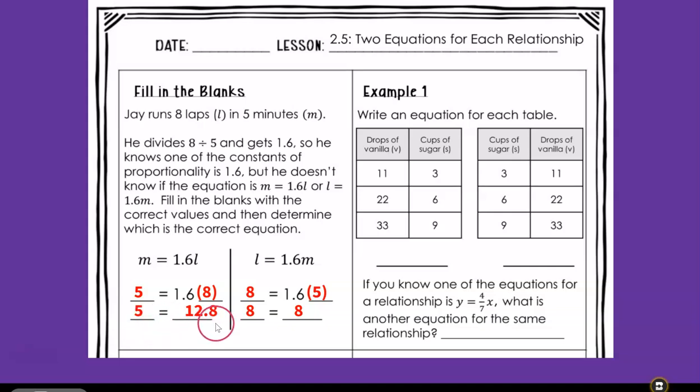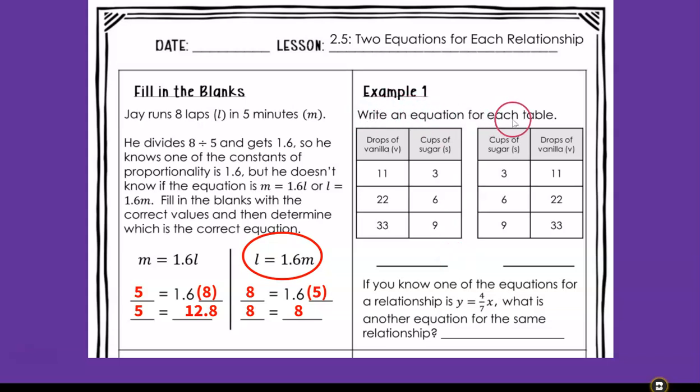When we look at the results here, let's go back to that first equation. 5 equals 12.8. That is not a true statement, so this is not the correct equation for this problem. When we look at the second equation, you see that 8 equals 8. So this is the correct equation for this problem. Let's try this with an example.